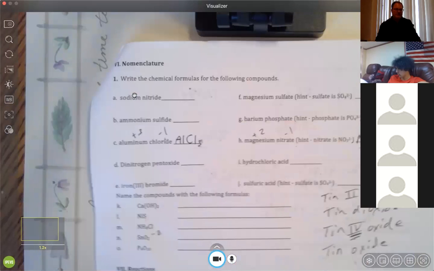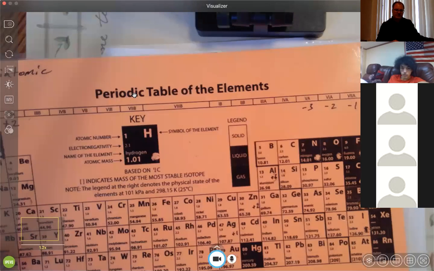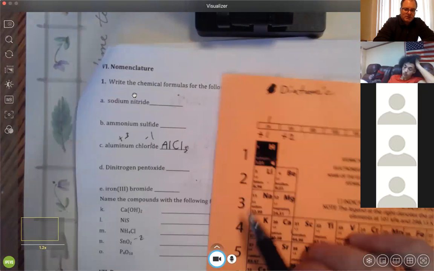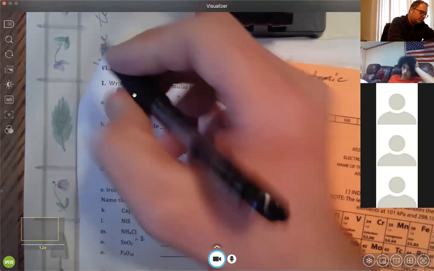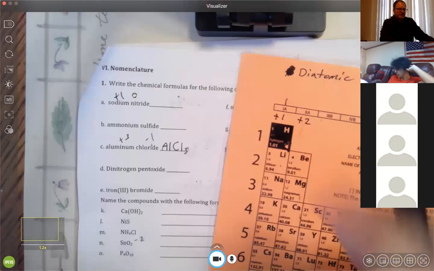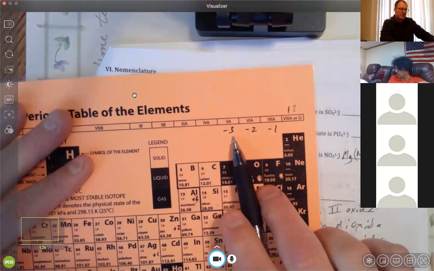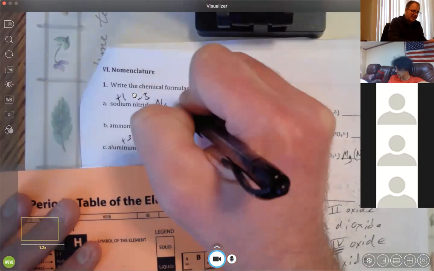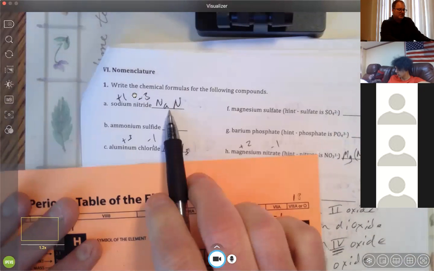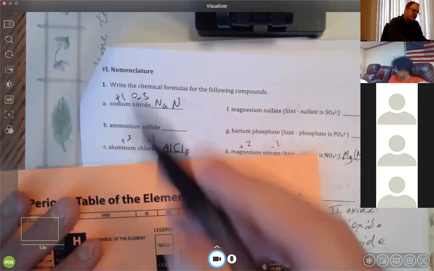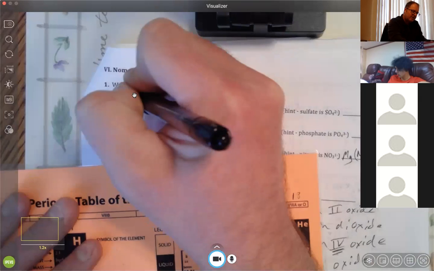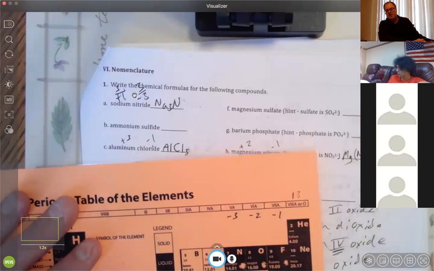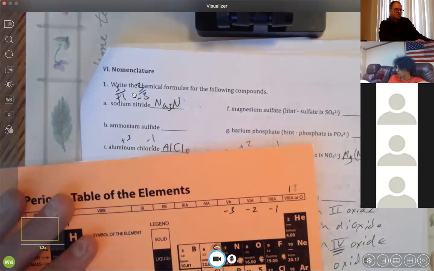Last step for the day, nomenclature or naming. We need our periodic table for this so we can determine charges. We find sodium. The charge of sodium is +1. We find nitrogen. The charge of nitrogen is -3. So we write the formula as Na and N. We need to determine the subscripts based off of these 2 charges. The least common multiple of 1 and 3 is 3. 3 divided by 1 tells us we need 3 sodiums, and 3 divided by 3 tells us we need 1 nitrogen. We don't write the 1 for the nitrogen.